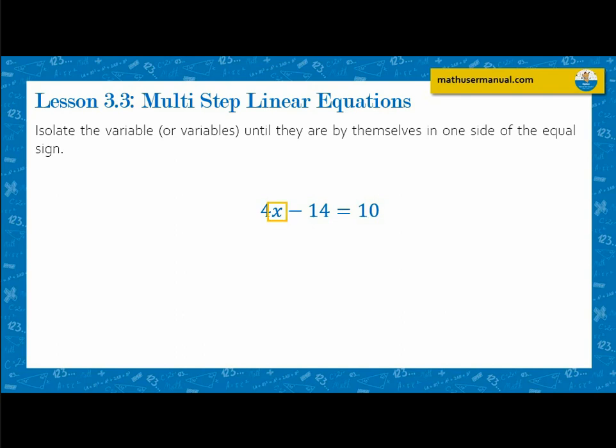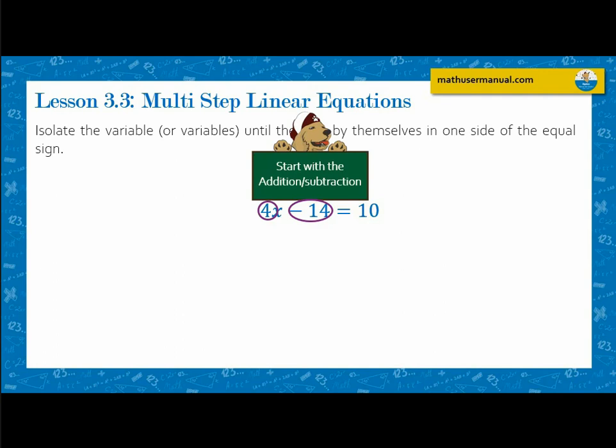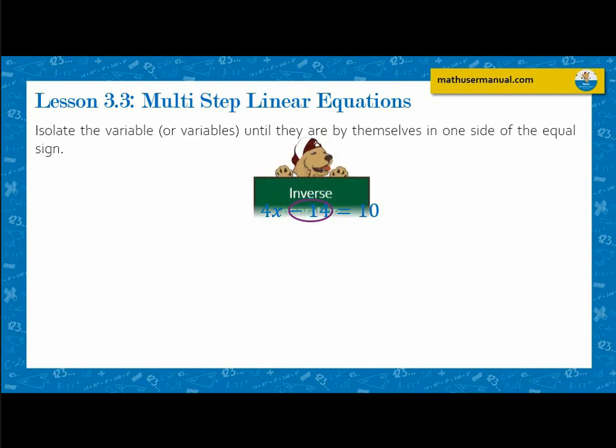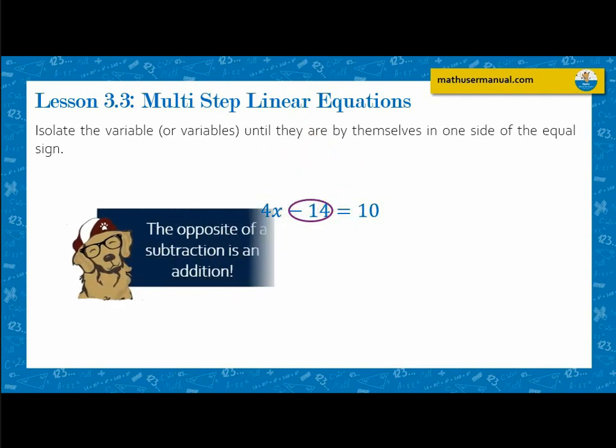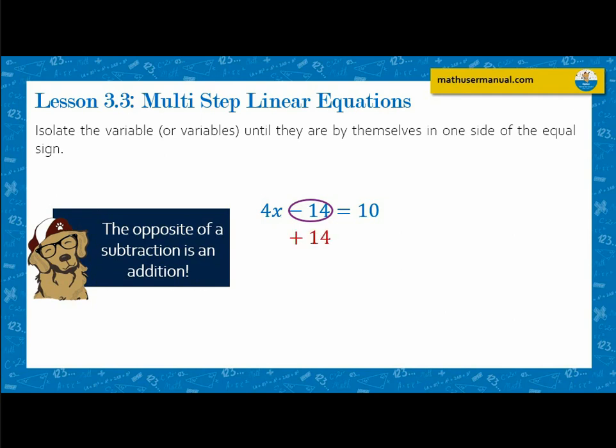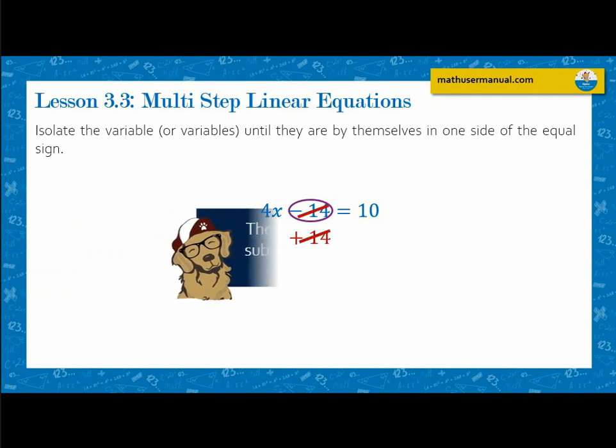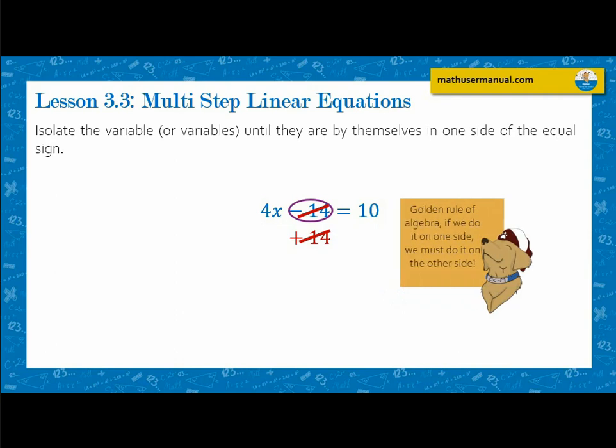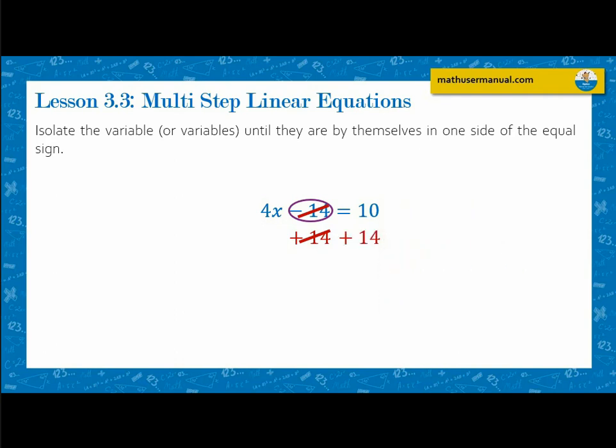We still have the x. We still need to isolate it, but we no longer have parentheses. We now need to take care of the 4 and the -14. But as we learned on lesson 3.2, we start with the addition and subtraction in this type of equation. We do the inverse operation. And what is the inverse operation of a subtraction? It's an addition. So we do a +14. That way the +14 cancels. But if we do it on one side, we also have to do +14 on the right side of the equation. It's the golden rule of algebra. Then we do 10 plus 14, we get 24.